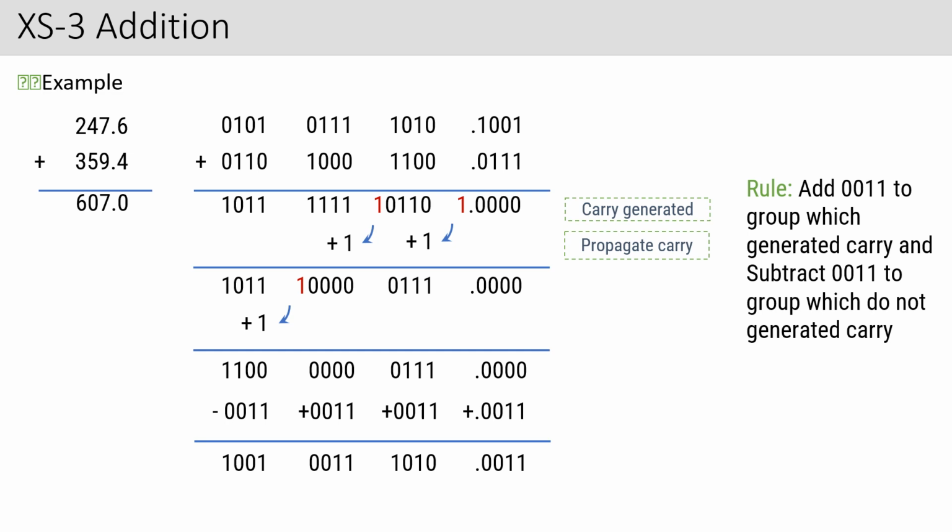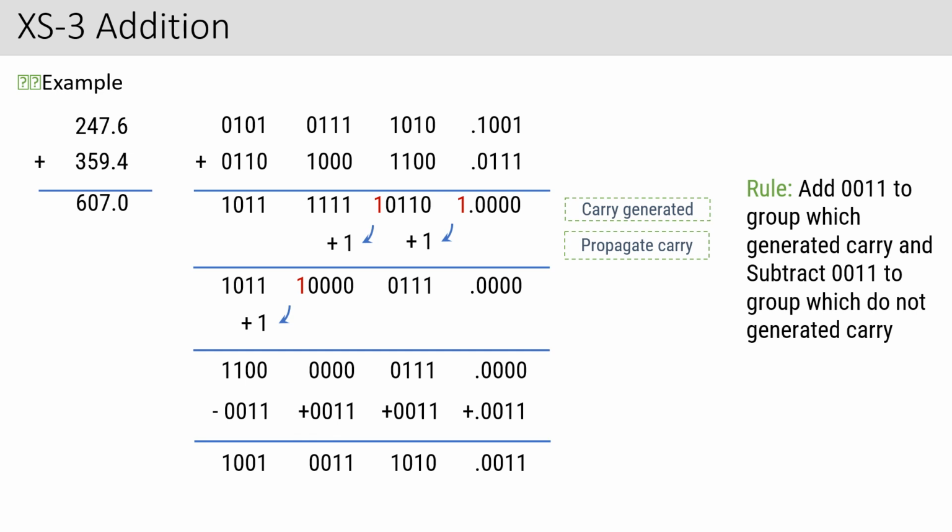Here I am subtracting for the one for which 1 is carried. See, I said add 0 0 1 1 to the group which generates carry. So these are the groups which are generating the carry, and I'm adding them up. And you subtract 0 0 1 1 from the group which does not generate carry. Now if you see this one, this is not generating any carry, so I'll have to subtract this.